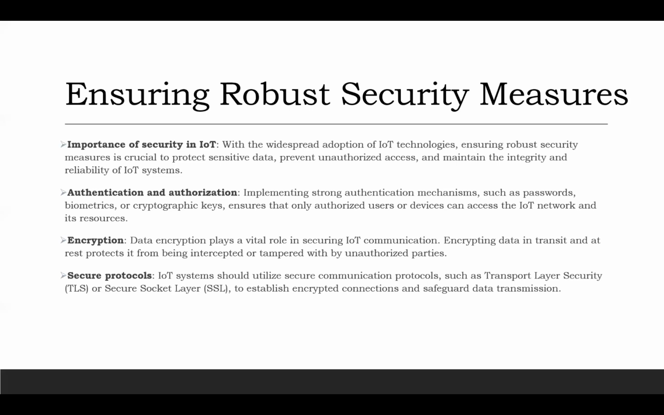Now, coming to ensuring robust security measures, the importance of security in IoT. With the widespread adoption of IoT technologies, ensuring robust security measures is crucial to protect sensitive data and prevent unauthorized access. Implementing strong authentication mechanisms such as passwords and biometrics ensures that only authorized users or devices can access the IoT network, and data encryption plays a vital role in securing IoT communication, and IoT systems should establish and utilize secure communication protocols to establish encrypted connections and safeguard the data transmission.